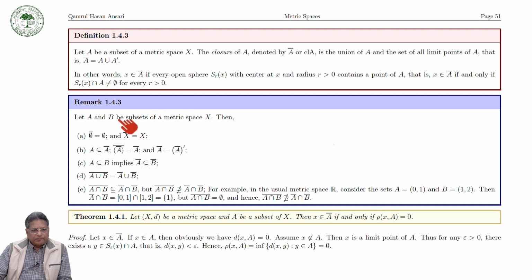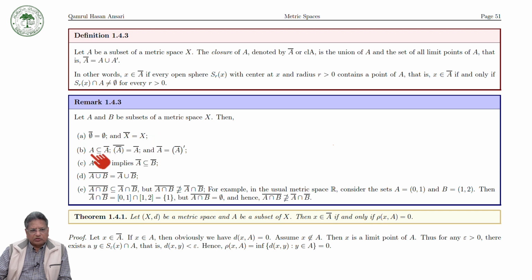Now, it is customary that the closure of the empty set is the empty set, and the closure of the whole space is the whole space. Similarly, the interior of the empty set is the empty set, and the interior of the whole space is the whole space. We will see that the empty set and the whole space are both open as well as closed. We will see the definition later.